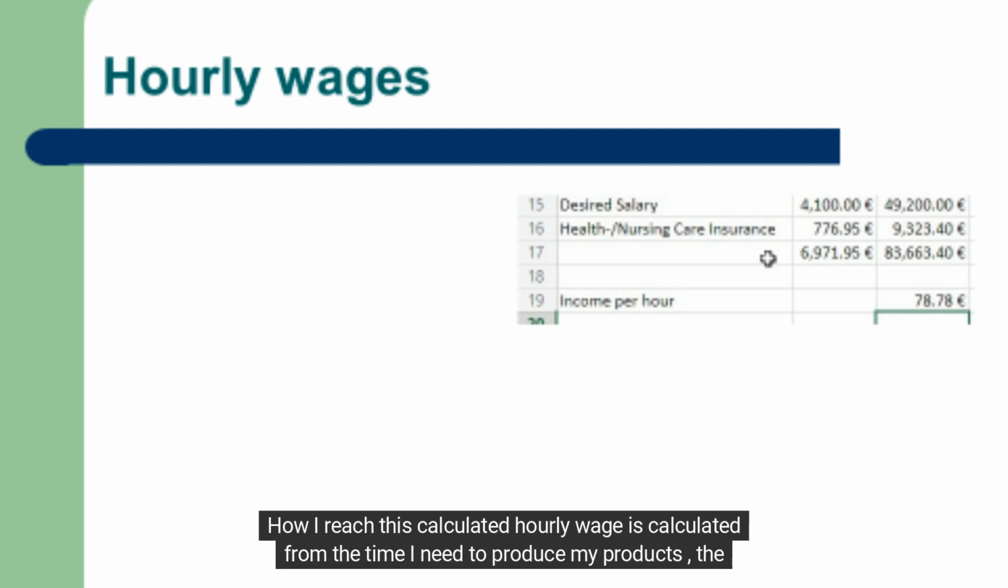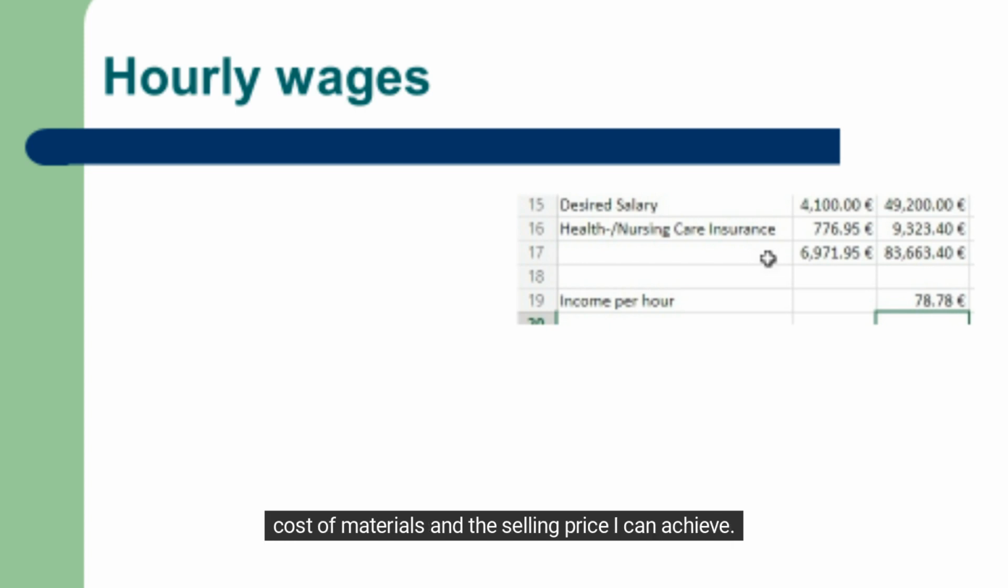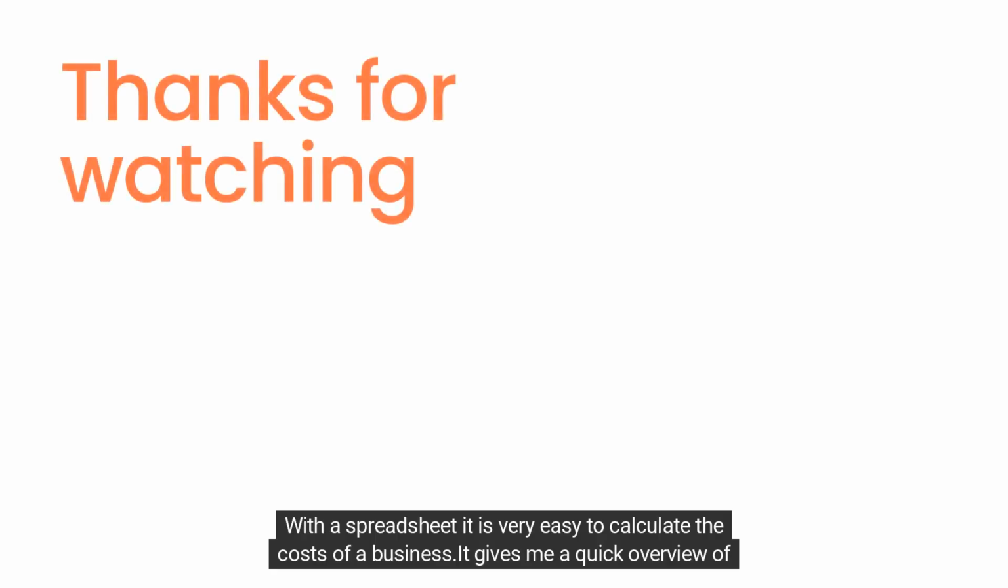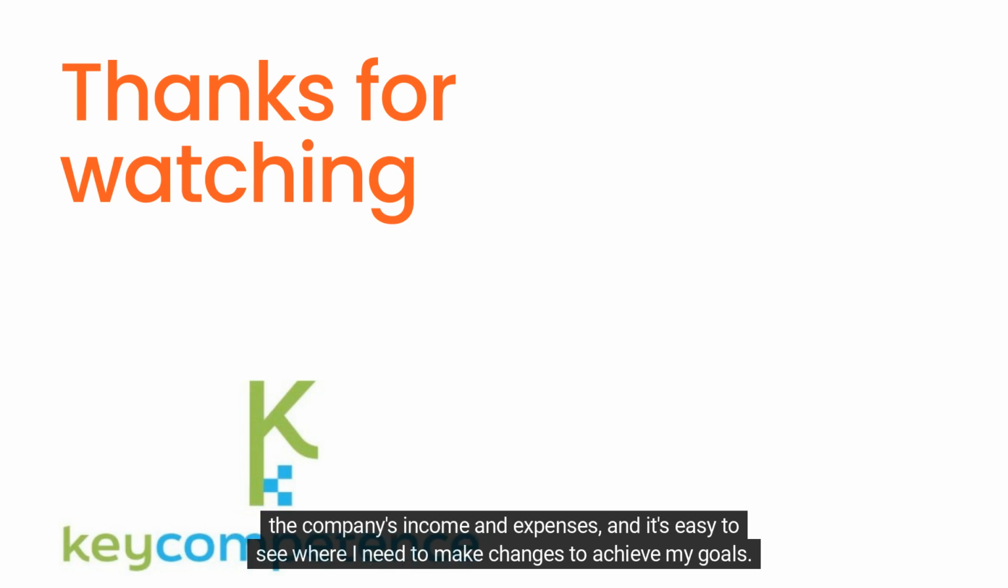How I reach this calculated hourly wage is calculated from the time I need to produce my products, the cost of materials, and the selling price I can achieve. All this can be calculated in another table. With a spreadsheet, it is very easy to calculate the costs of a business. It gives me a quick overview of the company's income and expenses, and it's easy to see where I need to make changes to achieve my goals.